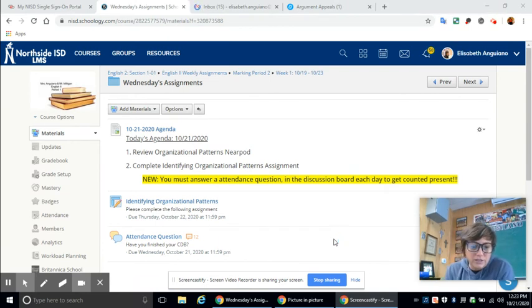So let's look at the agenda. The first thing that we're going to do is review the organizational patterns Nearpod that we started yesterday that was given to you as a self-paced Nearpod. We're going to talk about all the organizational patterns and what they look like in writing. Then you guys are going to complete the identifying organizational patterns assignment that I'm going to also walk you through.